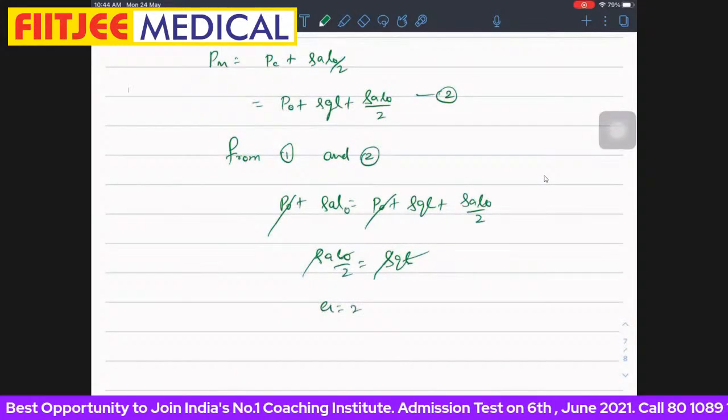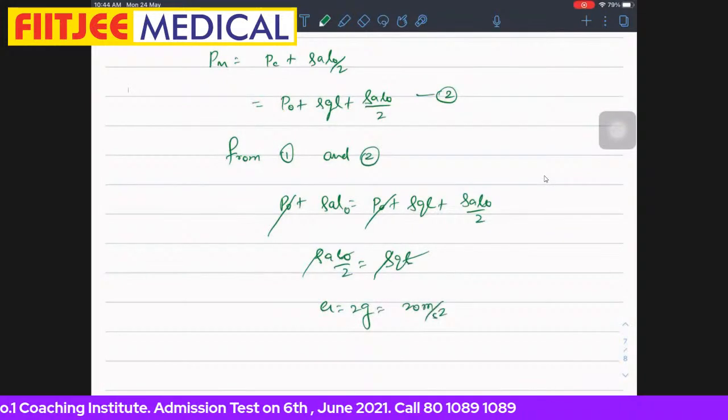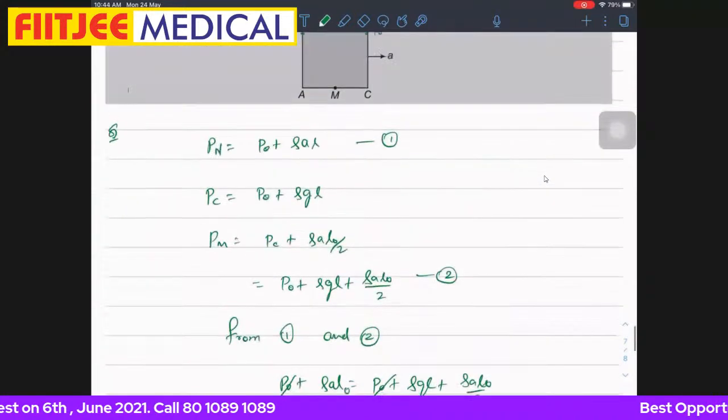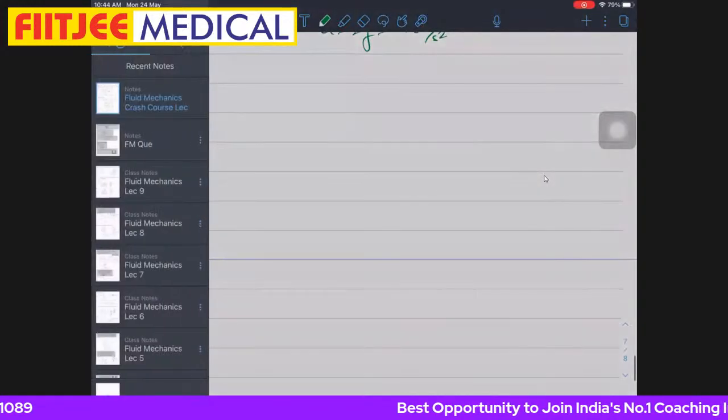So A will become how much? 2G. So this will become how much? 20 meter per second square. So this is what we have done. Let's do one more question.